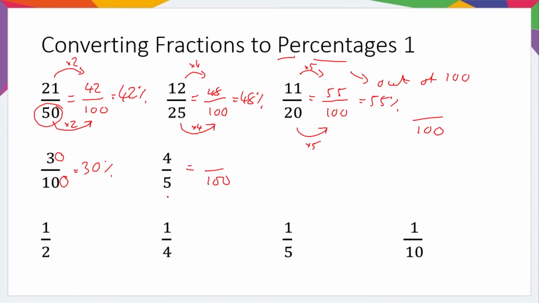One way of looking at it is 5 multiplied by what gives you 100? Well, 5 times 20 gives you 100. So let's multiply 4 by 20. 4 20s are 80, so that is 80%.